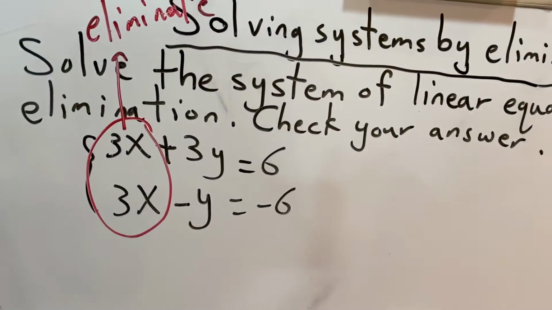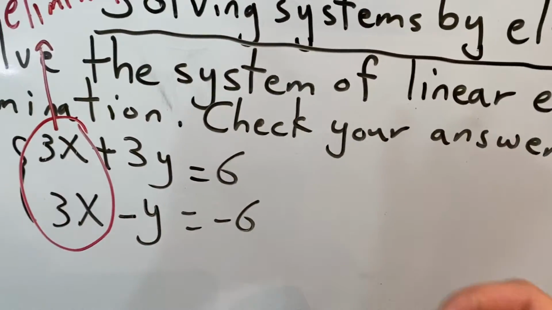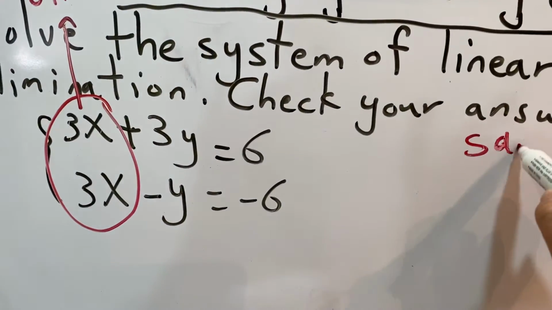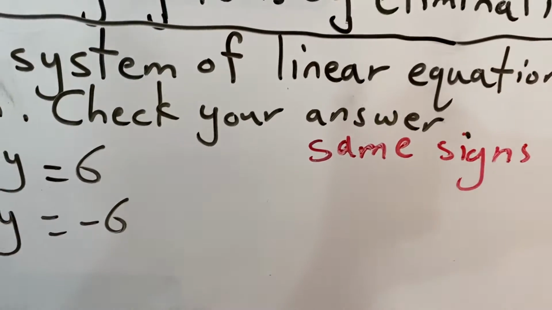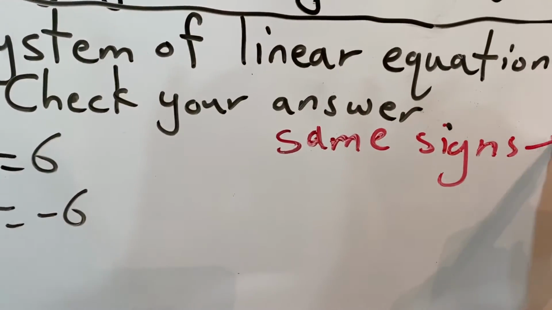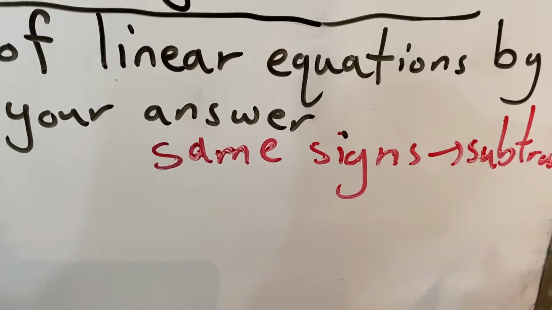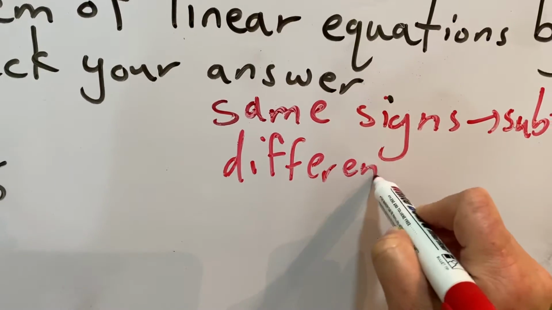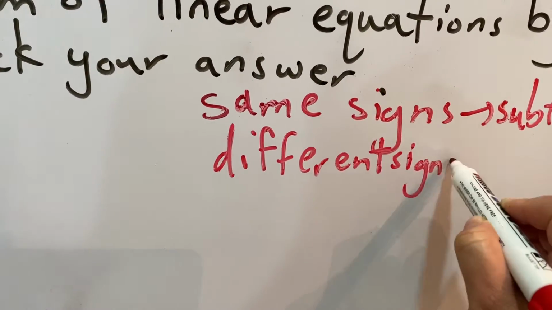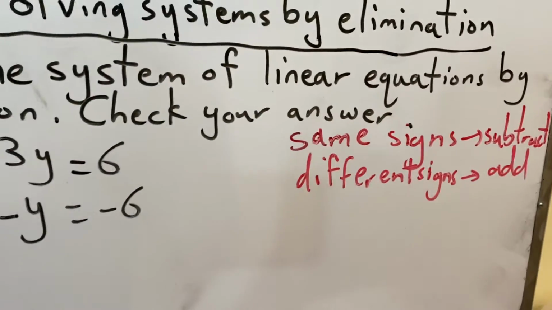So now how do I solve this one? First, I should know the rule. If I have same signs, like in this question, I have same signs for x, I will always subtract. But if I have different signs, I will add. So this is my rule.